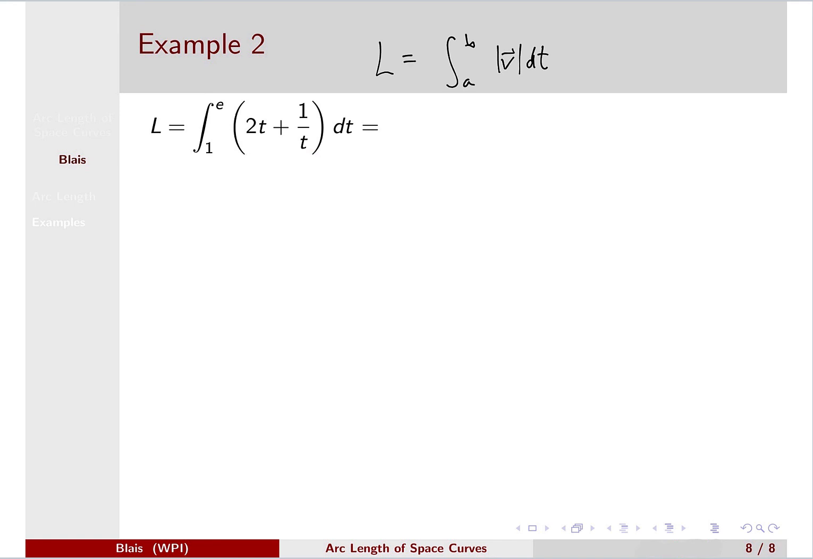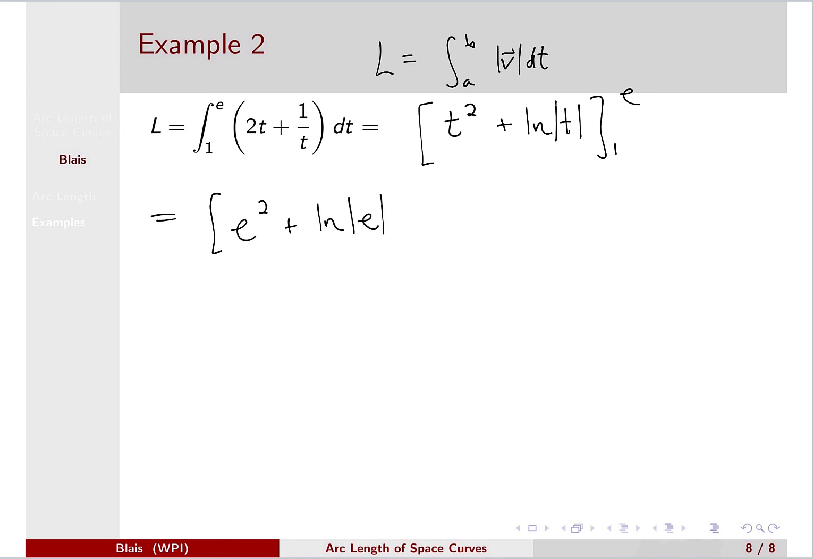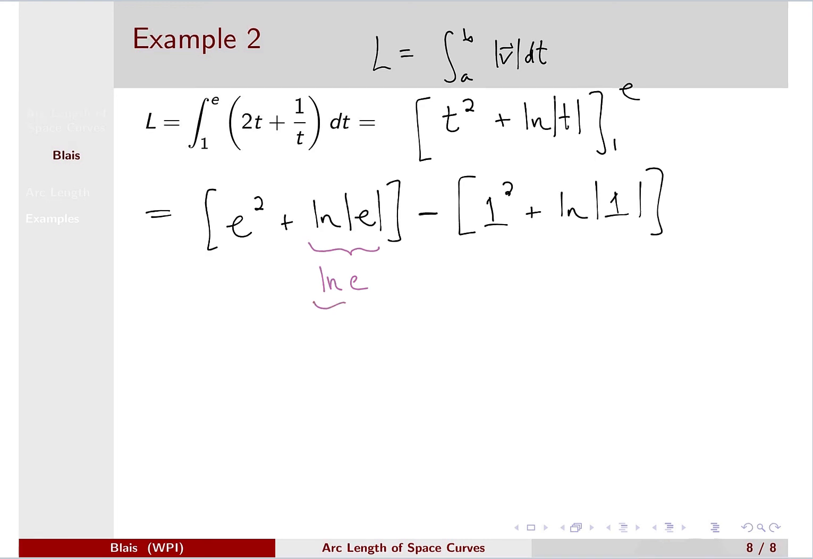And so we have this depicted here. And taking an antiderivative, we get 2t squared over 2, or t squared, plus the natural log of the absolute value of t, evaluated between 1 and e. Plugging in the upper limit, we get e squared plus natural log absolute value of e, minus, when we plug in the lower limit, 1 squared plus natural log absolute value of 1. Of course, natural log of absolute value of e is natural log of e, and because the natural log and the exponential are inverse functions, that's 1. And natural log absolute value of 1, that's natural log of 1, which we know is 0. Thus, this becomes e squared plus 1 minus 1, or e squared.